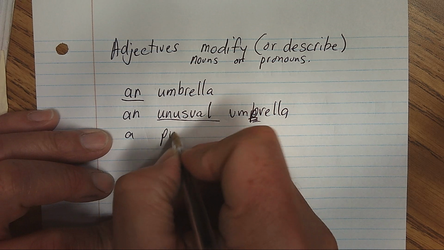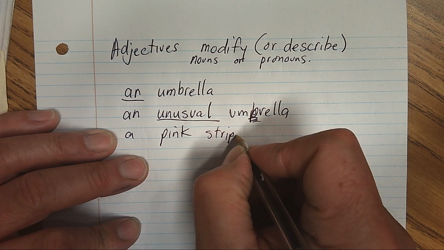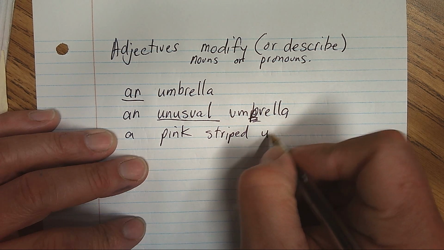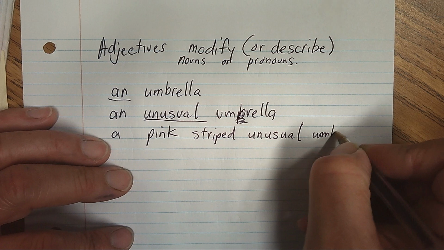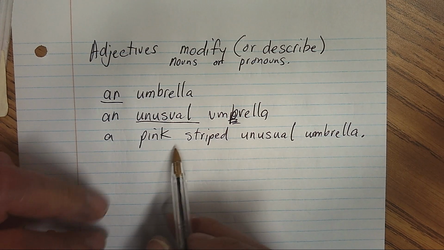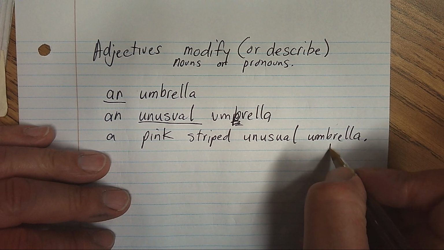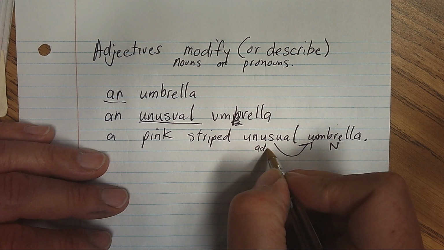A pink, striped, unusual umbrella. Alright, now this one, let's see, this might be a little tricky. So here's your noun. It's an unusual umbrella, that describes it, so that's an adjective.